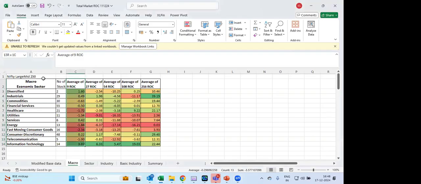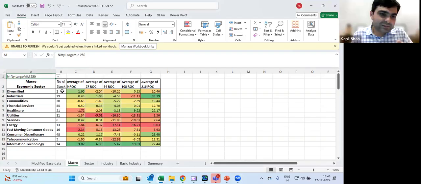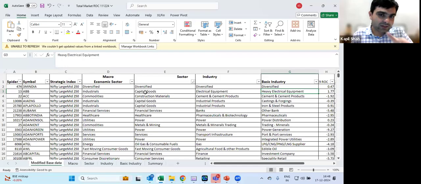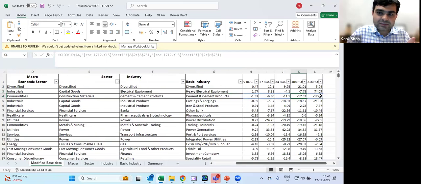So, where did you get this data from? I mean, if you can show it. Yes, I created this data from the exchange. All the data I pulled out from the exchange, and these numbers, 9 day ROCs, 20 day ROCs, I have to use software like Spider, and from that I export.